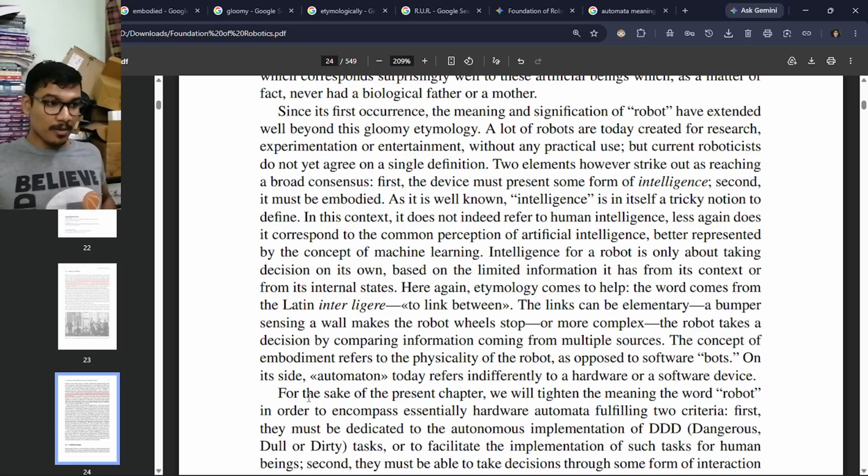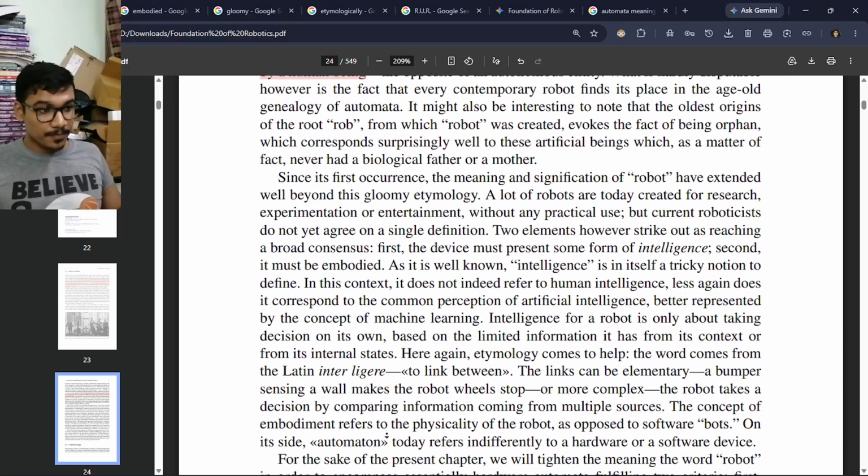The concept of embodiment refers to the physicality of the robot as opposed to software bots on its side. Automaton today refers indifferently to a hardware or a software device. For the sake of the present chapter, we will tighten the meaning of the word robot in order to encompass essentially hardware automata fulfilling two criteria.